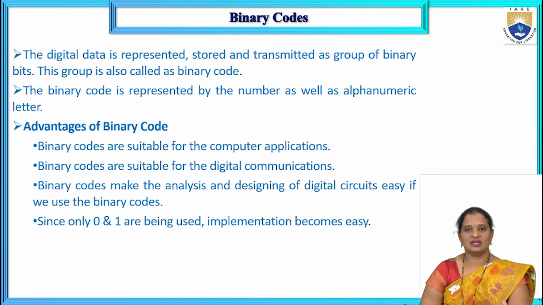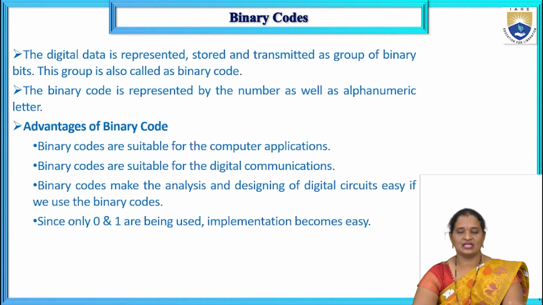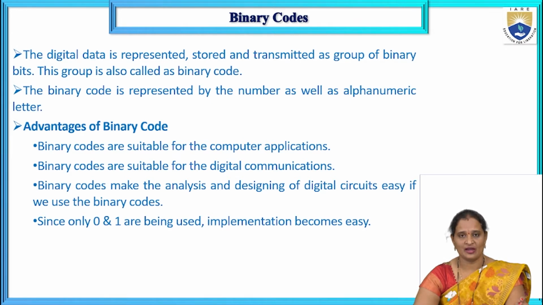So first of all, let us see what is a binary code. Already you know that in digital systems, we always use digital data, that is binary data, in terms of binary ones and zeros. The digital data is represented, stored and transmitted as a group of binary bits. This group is also called a binary code. Whenever we are sending digital information, it will be transmitted as a group of binary bits, and that group of binary bits is also called a binary code.